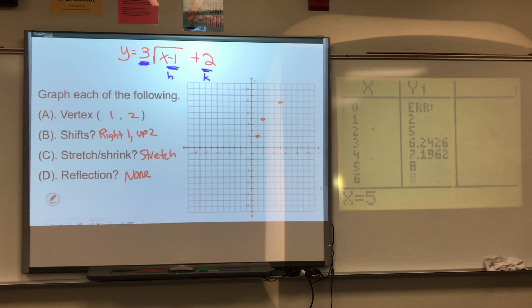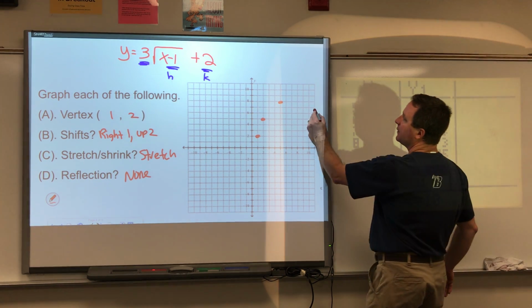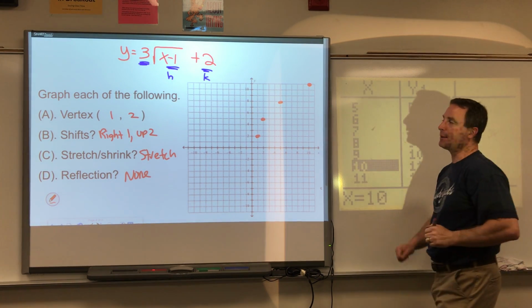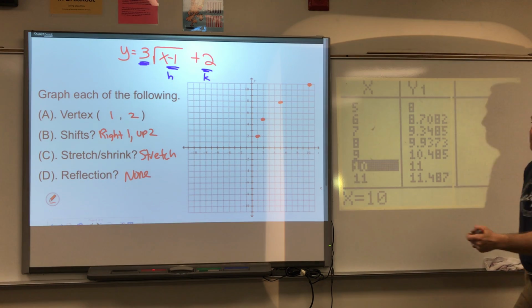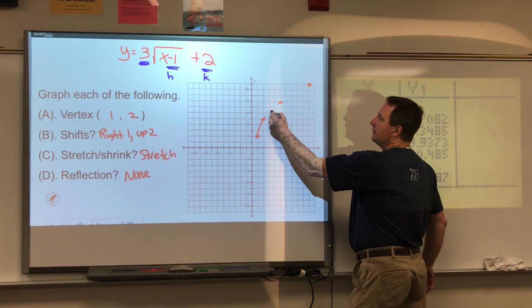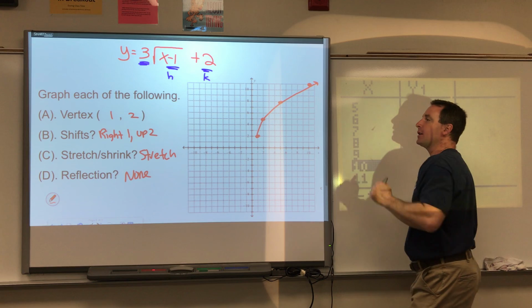And is there any others? The next one, well, 10, 11. I guess I could put that on there. Over 10, up 11 is way up there. Okay. Start at my vertex. Connect the dots. And away we go.